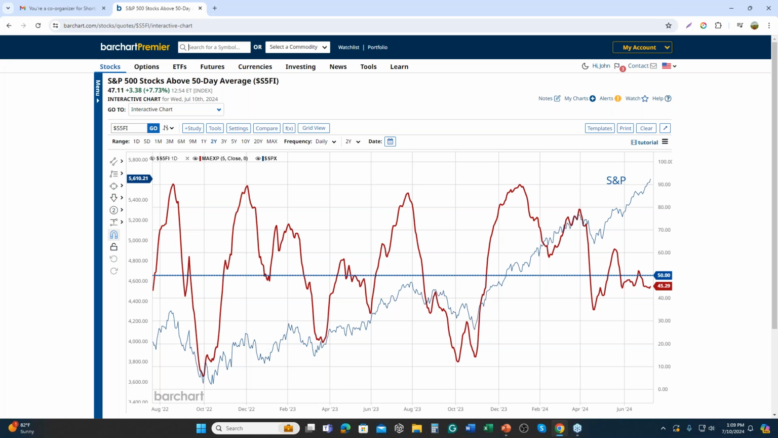What we see here in red is the 50-day moving average, and you can see that even though the S&P, which is overlaid on top, has been rallying, we are seeing less and less stocks above the 50-day moving average. In other words, that bearish tendency.